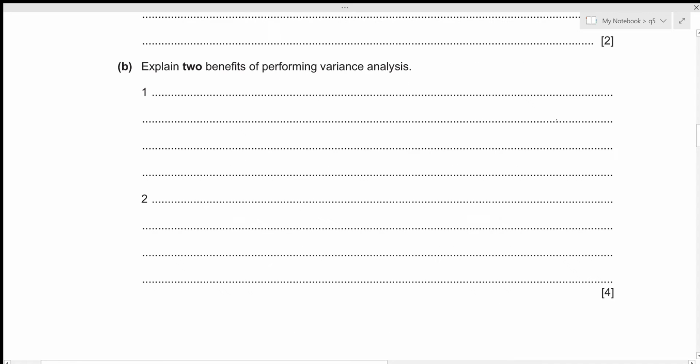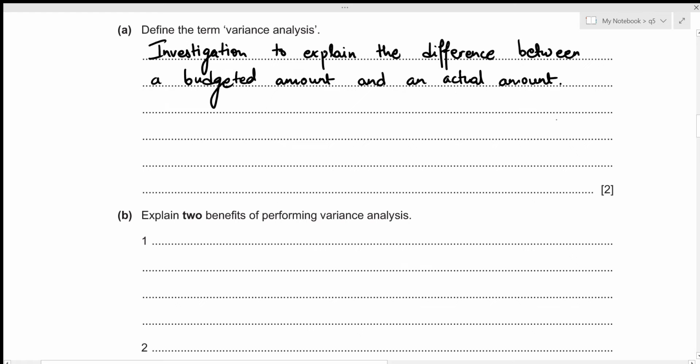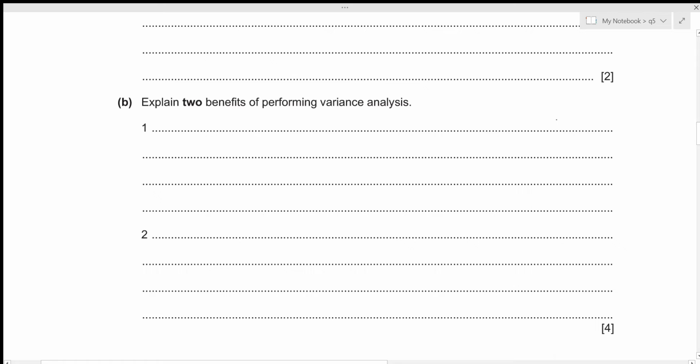And for the second question, we need to explain two benefits of performing variance analysis. So like we said before, variance analysis is just an investigation in order to explain the difference, right? And there can be two types of outcome. Either the variance can be adverse or it can be favorable. If we get an adverse variance, it means that our company is underperforming. So by investigating the reason behind it, we could address those problems and take remedial action in order to not let it happen again.